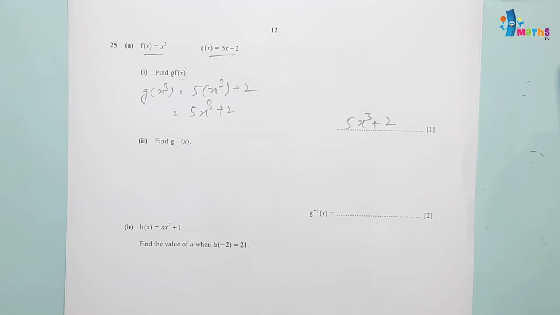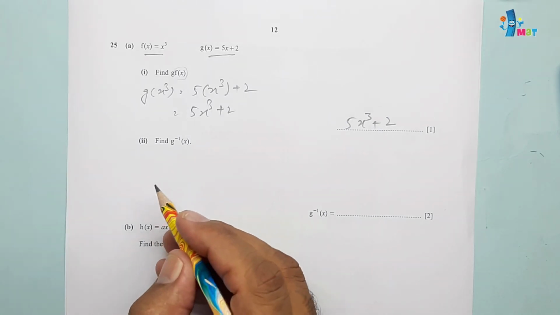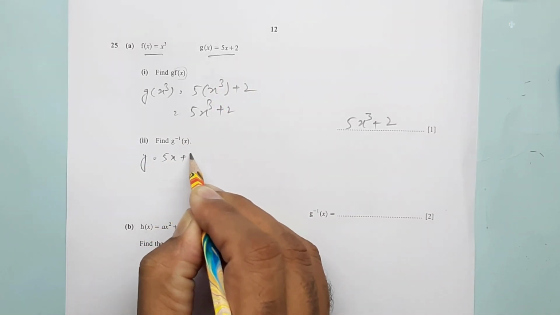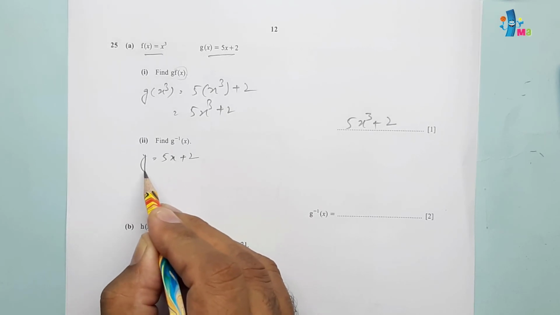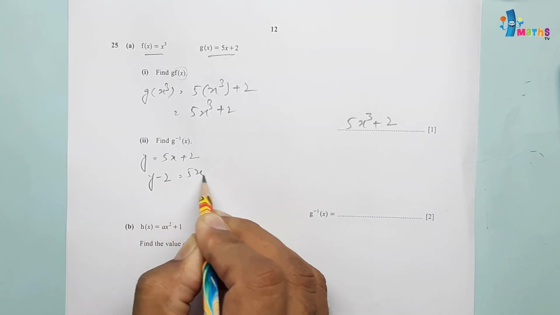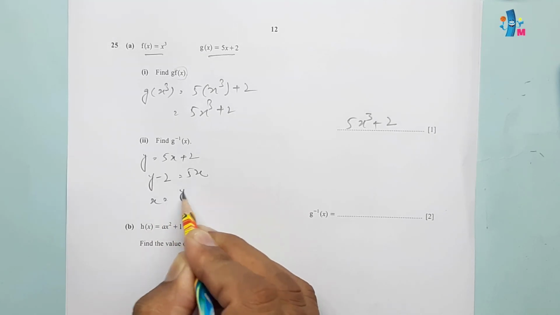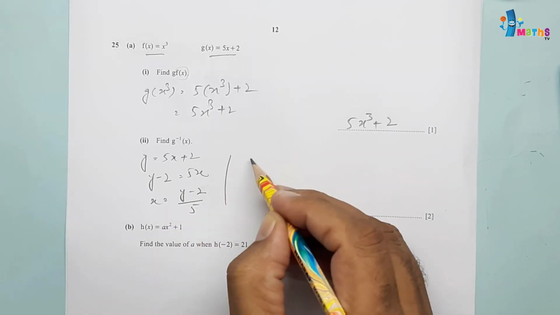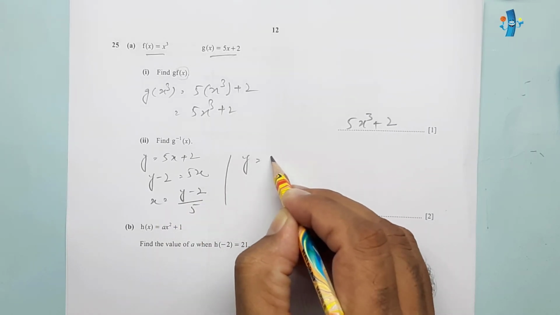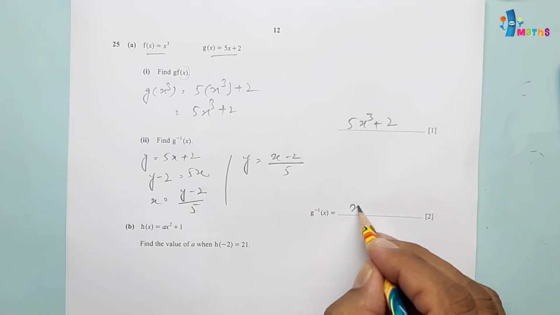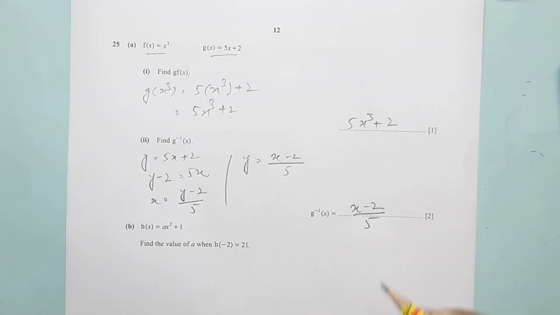Next, second part is g inverse of x, and g inverse of x, we'll take g of x, y is equal to 5x plus 2. Then we'll make x as subject, shift 2 to this side, y minus 2 is equal to 5x. So x will be equal to y minus 2 over 5. And now we'll be swapping x and y. So y will be equal to x minus 2 over 5. This will be inverse. So we can write answer over here.